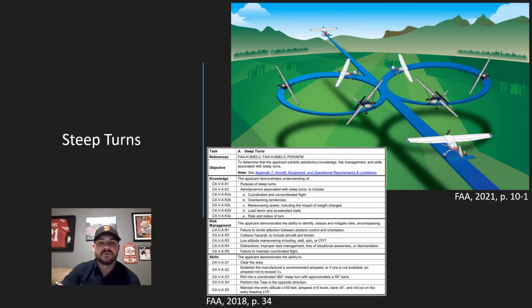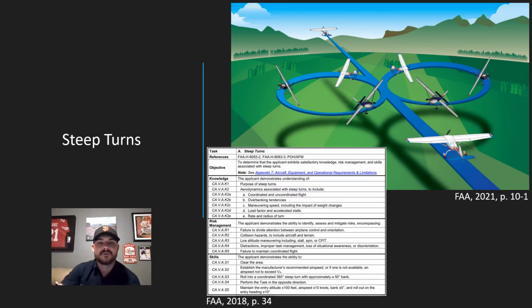To complete the maneuver, according to the commercial ACS standards, clear the area, establish the manufacturer's recommended speed, or an airspeed below maneuvering speed if unavailable. Roll into a coordinated 360-degree turn with 50 degrees of bank. Roll out and repeat the task in the other direction. This should be done while maintaining plus or minus 100 feet, plus or minus 10 knots, plus or minus 5 degrees of bank, and plus or minus 10 degrees of the desired heading when rolling out.